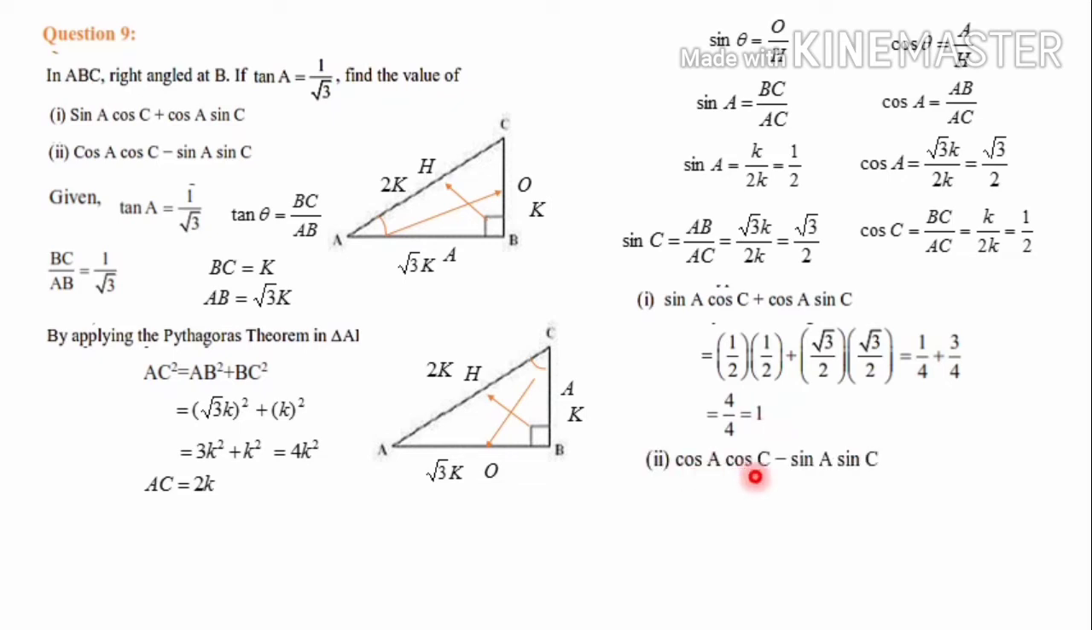Second question, cos A cos C minus sin A sin C. Let's substitute the values. Cos A value is root 3 by 2. Cos C value is 1 by 2. We have calculated and kept the values here. We have to pick and write. Sin A value is 1 by 2 and sin C value is root 3 by 2. Go for the calculation. That is root 3 into 1 is root 3 and 2 into 2 that is 4. Here again 1 into root 3 that is root 3, 2 into 2 that is 4. So root 3 by 4 minus root 3 by 4, that we have got the answer as 0.